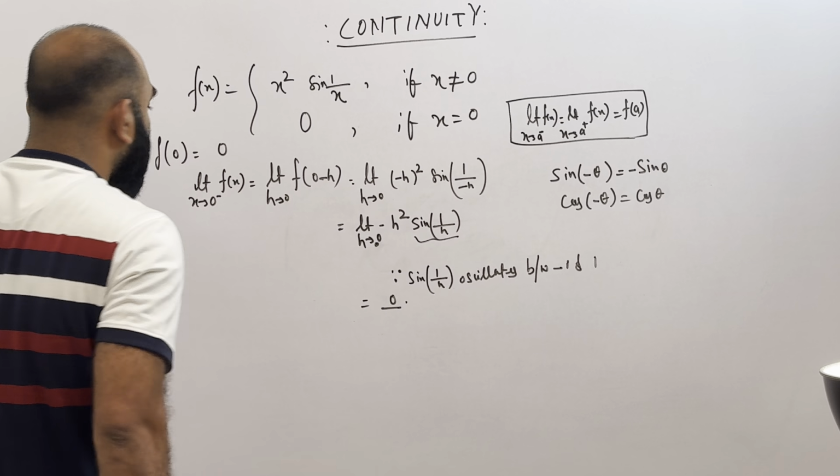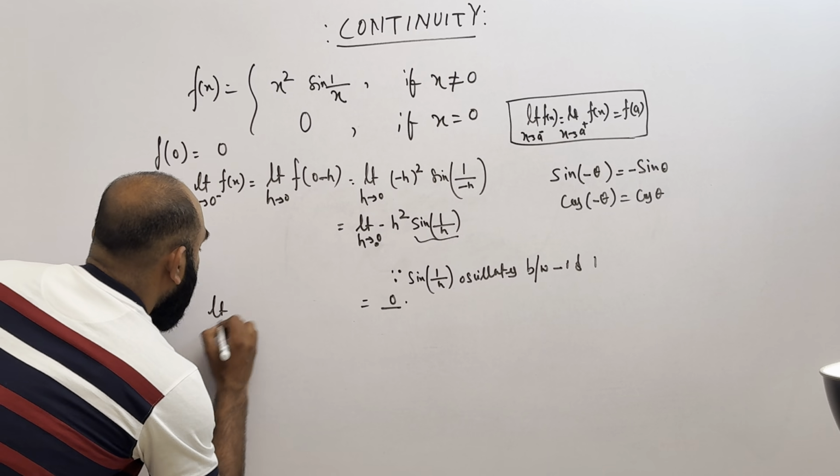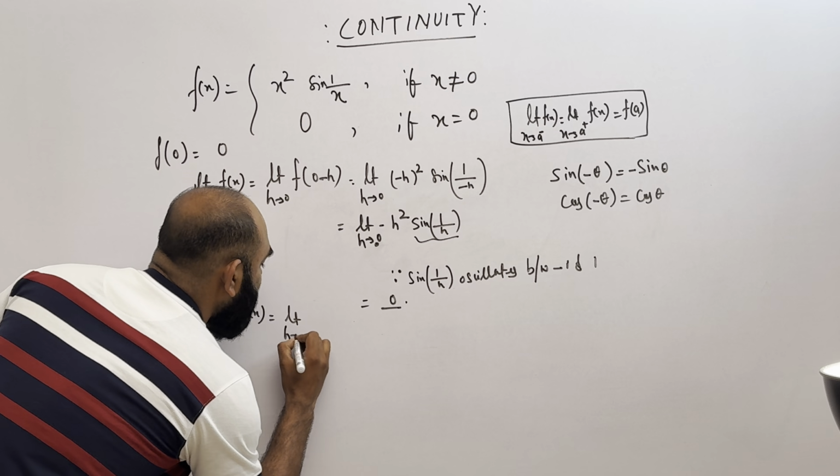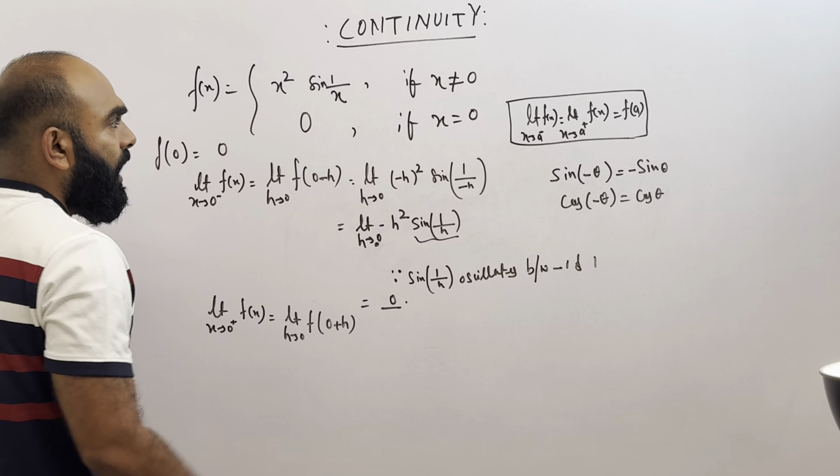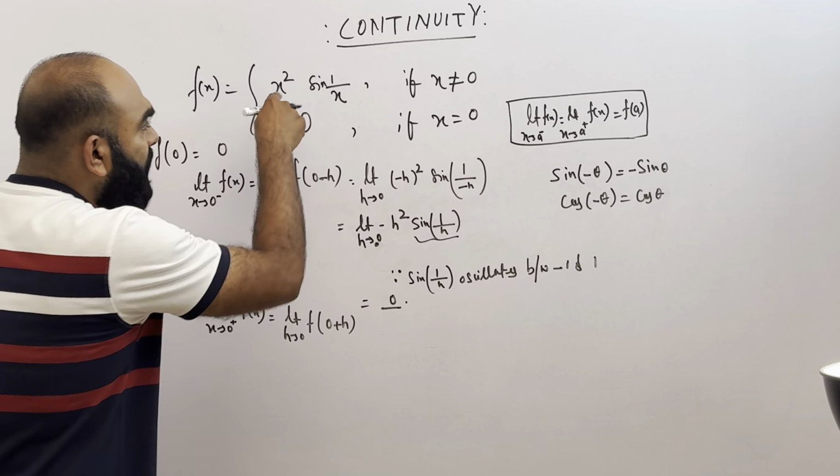And the right hand limit: limit x tends to 0 plus f of x is equal to limit h tends to 0 f of 0 plus h. Again go in the function, so it becomes h square sine of 1 by h.